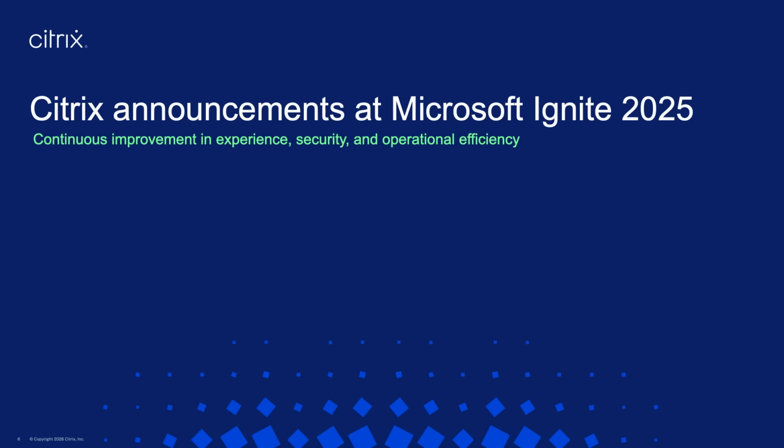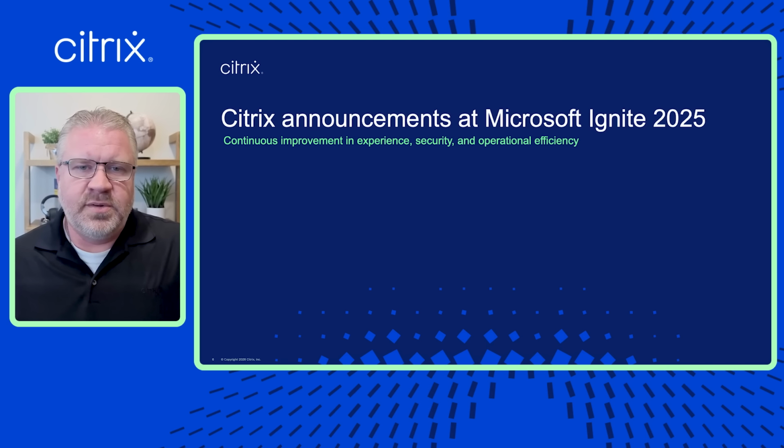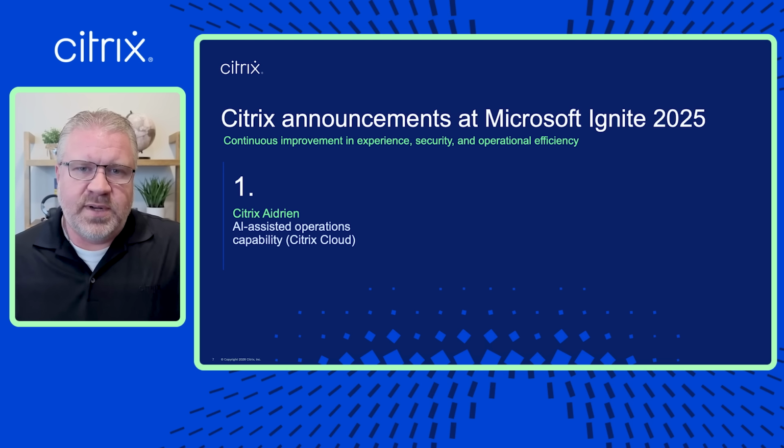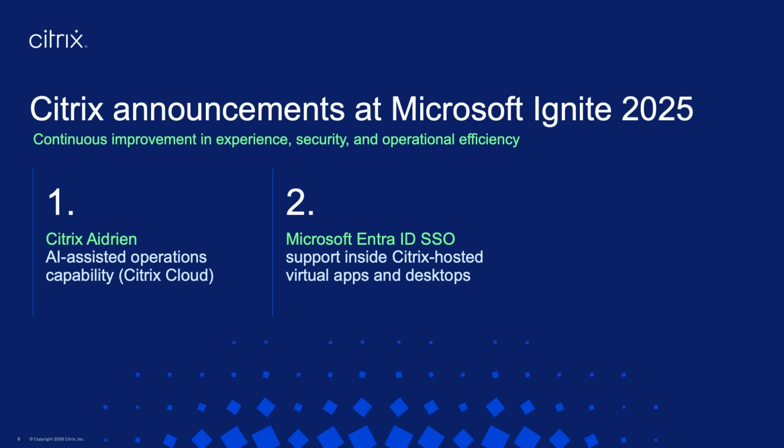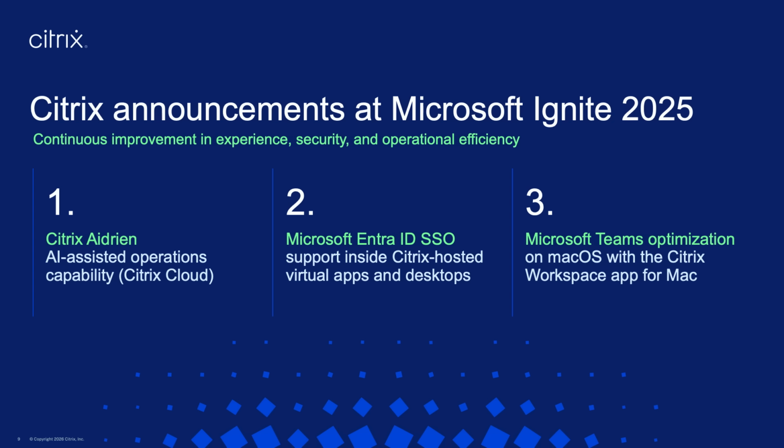At Microsoft Ignite 2025, we focused on continuous improvement across experience, security, and operational efficiency. The three Citrix announcements we'll cover are Citrix Adrian for AI-assisted operations, Microsoft Entra ID support inside Citrix hosted virtual apps and desktops, and Microsoft Teams optimization on Mac OS with the Citrix Workspace app for Mac. You'll see a consistent theme. We're building on Microsoft platform capabilities and making them operable at enterprise scale.